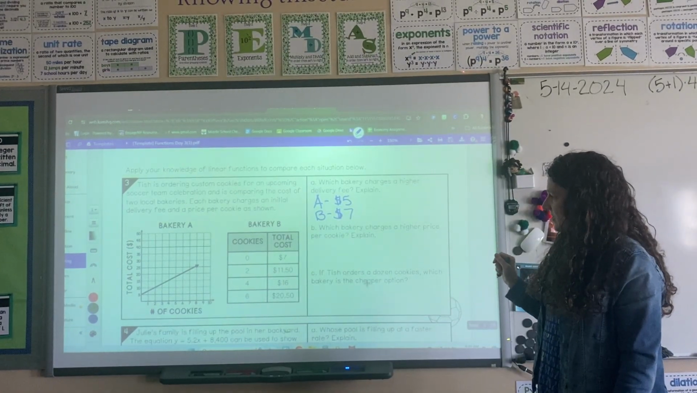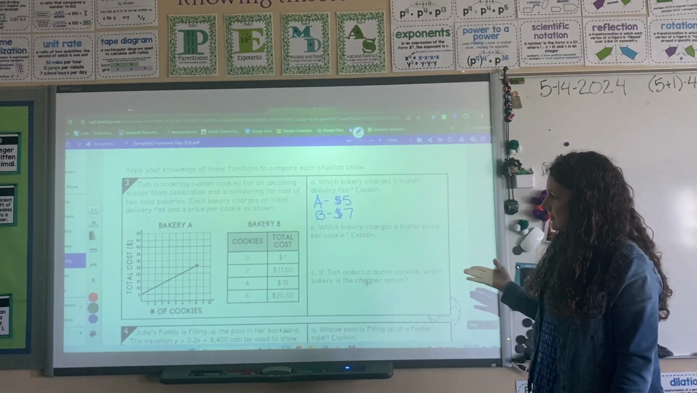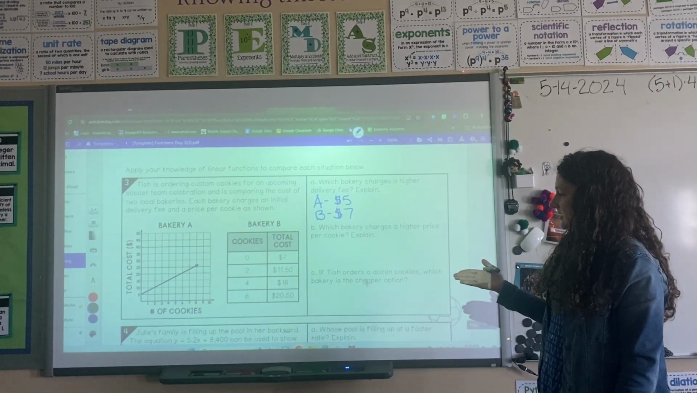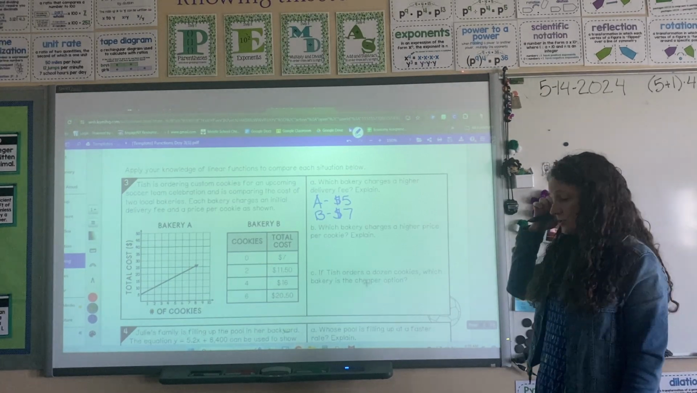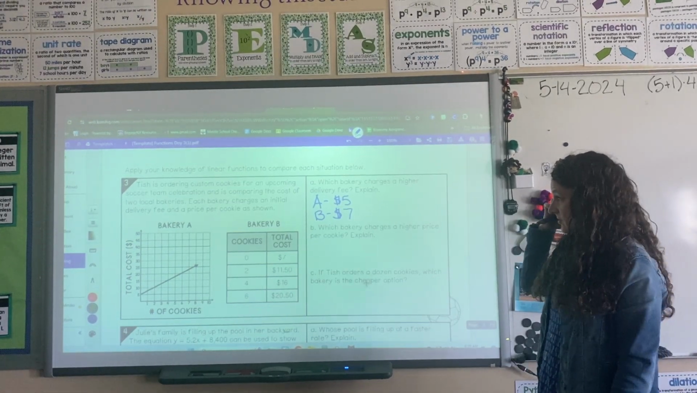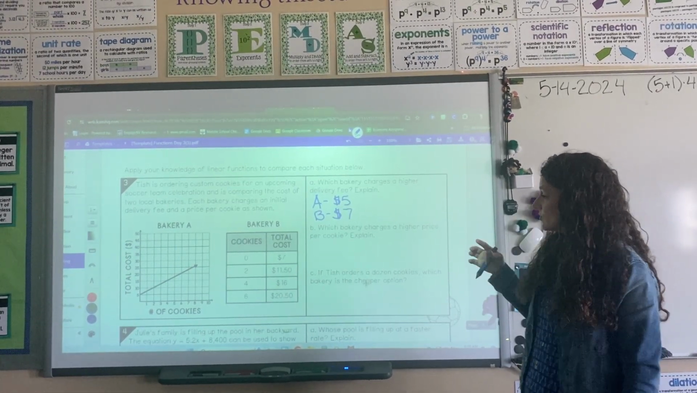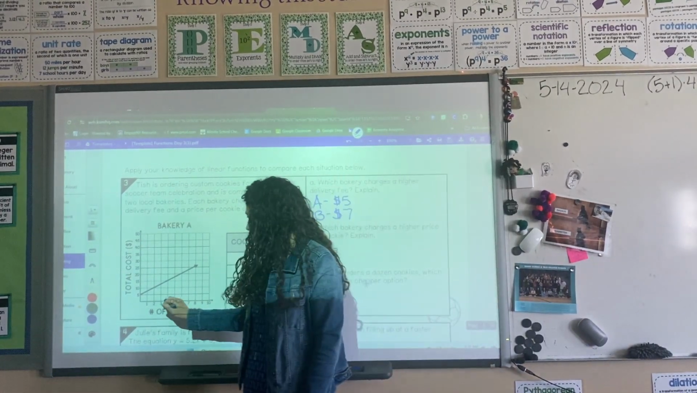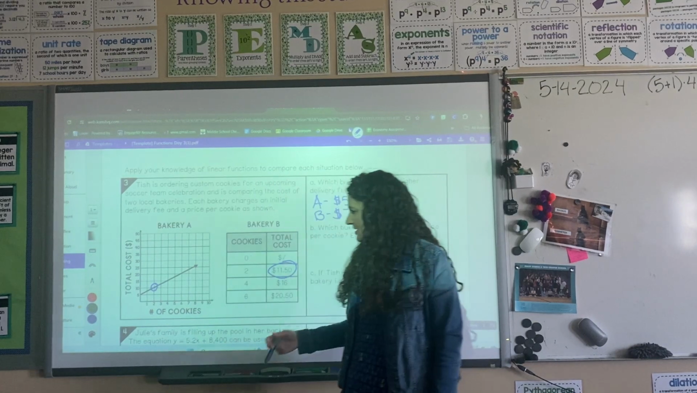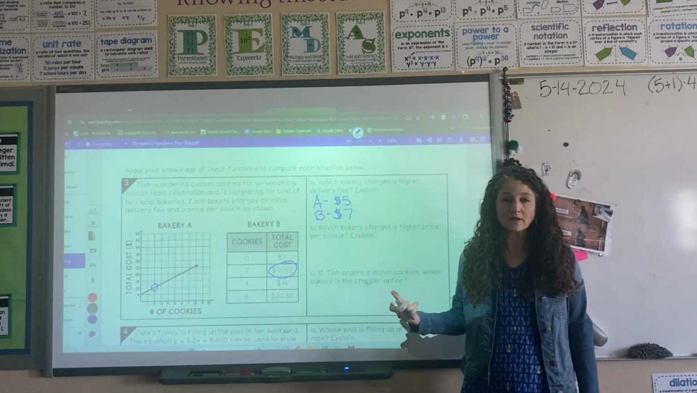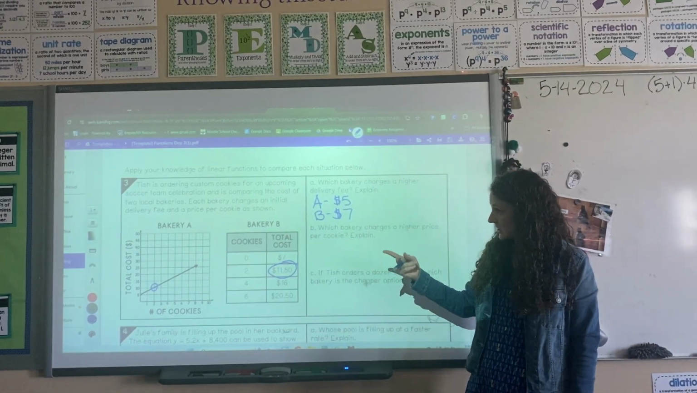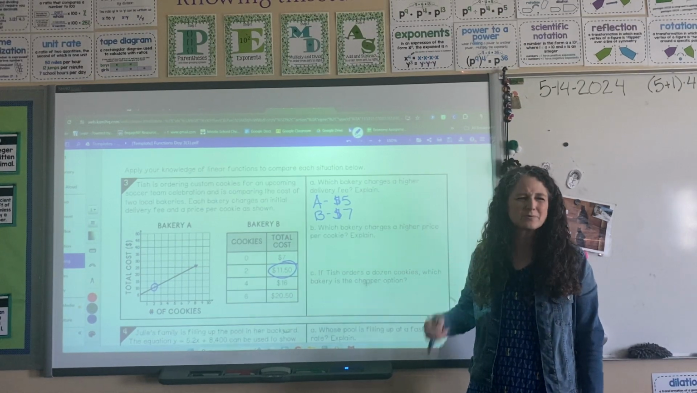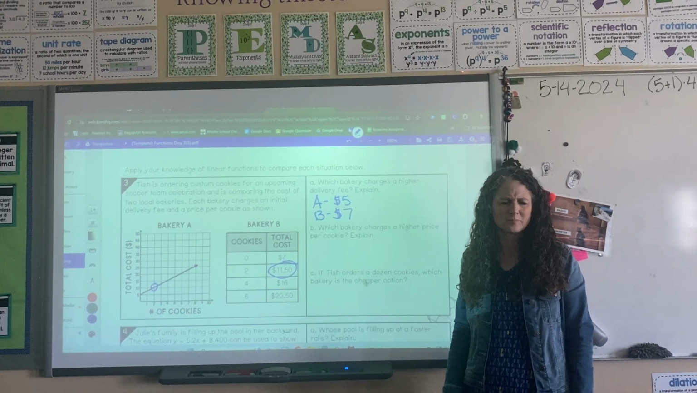So, which bakery charges a higher price per cookie? Bakery B. Well, do you know that? No, I guess we don't know that. Because we can't just look at the graph and go, oh, for 2 cookies it's $11.50, and for 2 cookies it's $10, because the delivery fee is included in that right now. If I was only buying 2 cookies, it'd be cheaper to go with Bakery A. I don't have 2 cookies delivered. That's dumb.